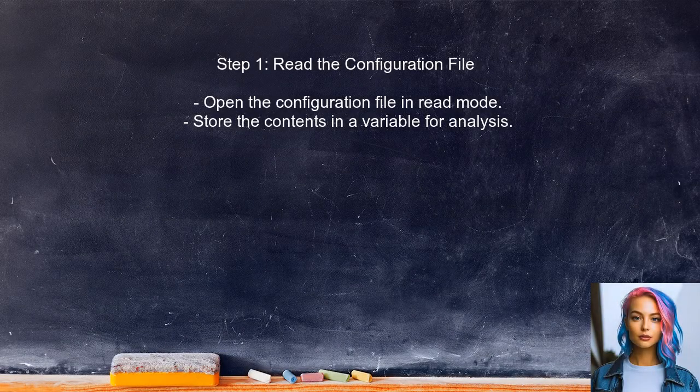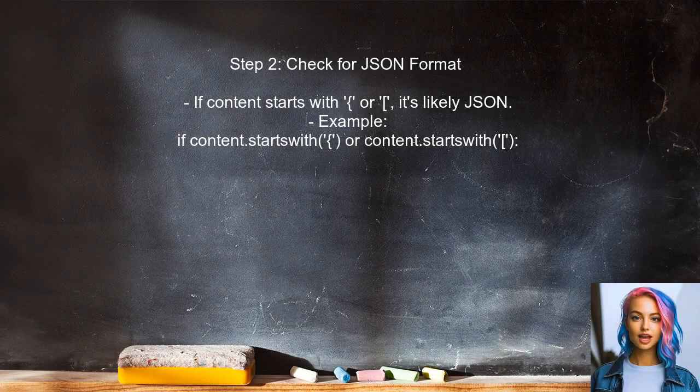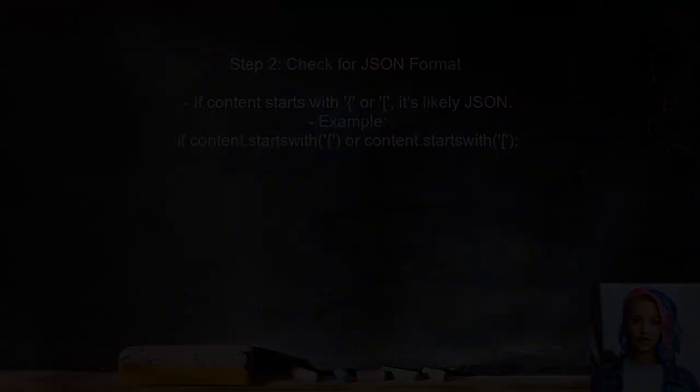To determine whether a file is in JSON or YAML format, the user can start by reading the contents of the configuration file. This will allow us to analyze the data format. Next, the user should check if the content starts with a curly brace or square bracket. These characters indicate that the file is likely in JSON format.